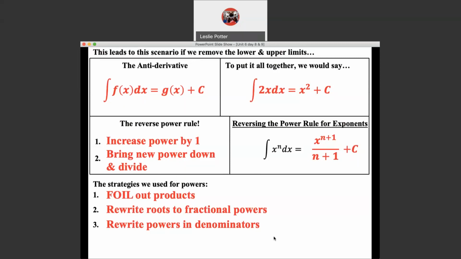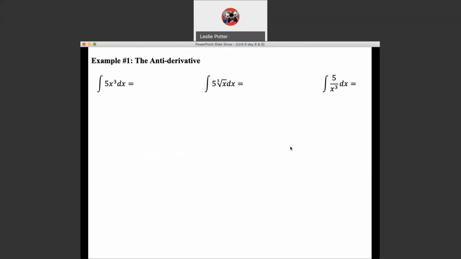So all of those strategies we're going to continue to use. So let's try these 3 problems that will kind of highlight each strategy. So this is just a straight power rule. So the 5 is a coefficient. We're going to bring that out front just like we did for differentiation.